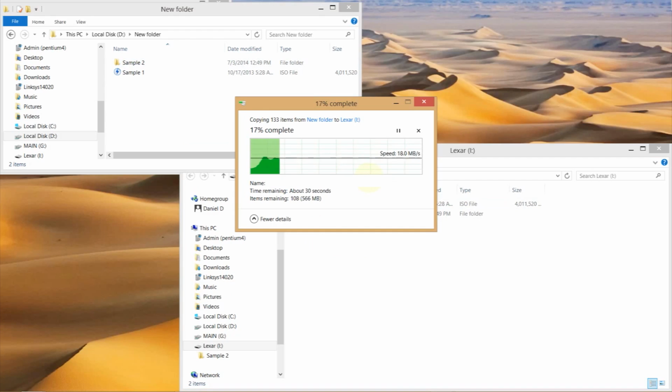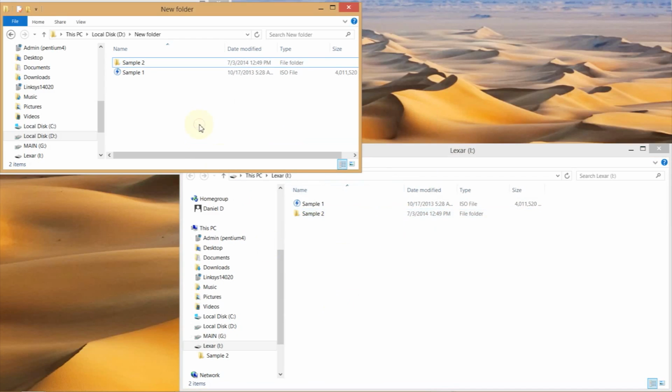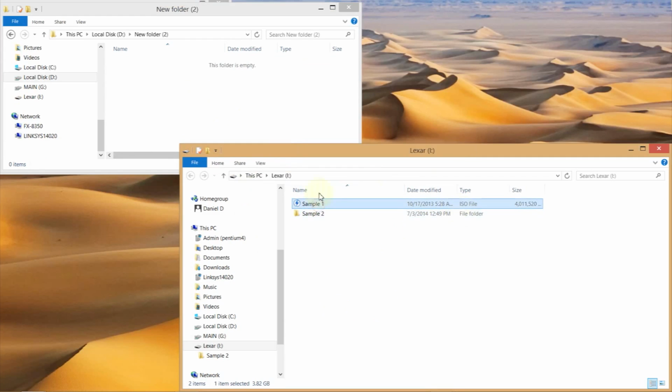As you can see, a bit slower as we're copying multiple smaller files. About 19 megabytes per second. Okay, so that was at about 19 megabytes per second. Now I'm going to test the read speed of this flash drive. Okay, now we'll test the read speed by copying the same files to the hard drive.